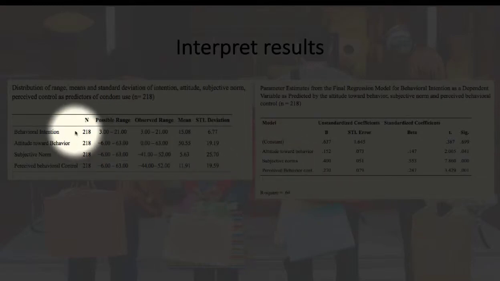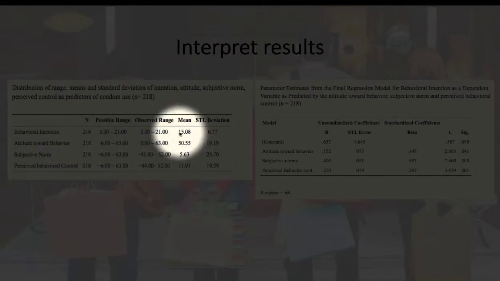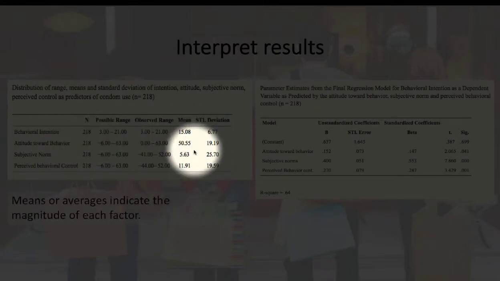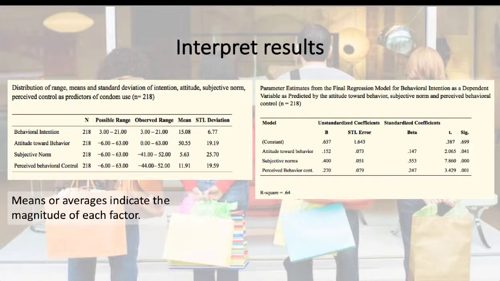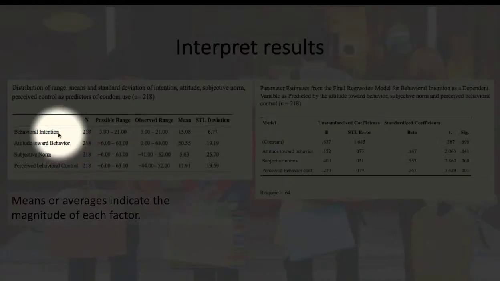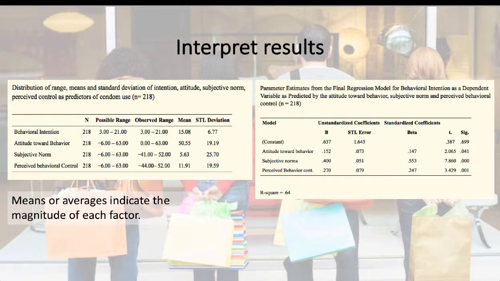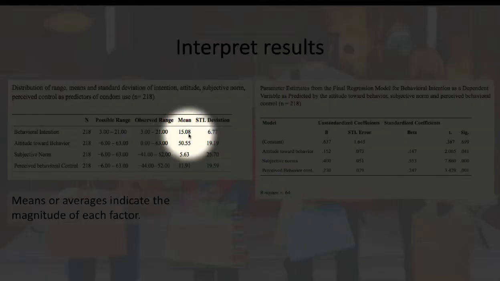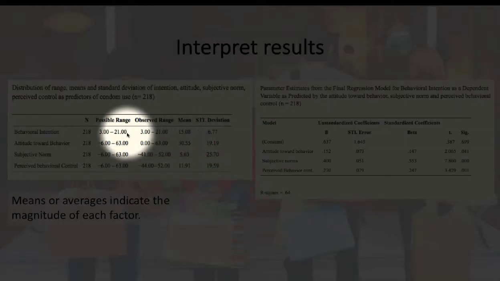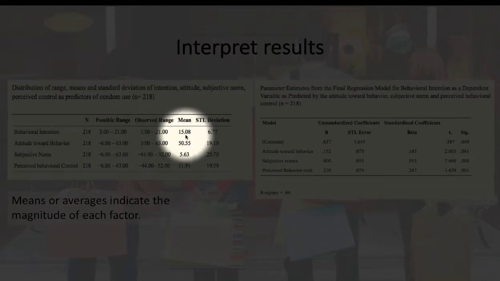And so what the averages tell you is how strongly, or the magnitude of each factor. So how strong are people's behavioral intentions? And again, this is just the entire sample. You might want to subdivide it by gender, by geographic location, whatever your main segmentation variables are. This tells you how high it is, and so you would compare it to the possible range. So the highest is a 21, this is a 15, so it's pretty high.